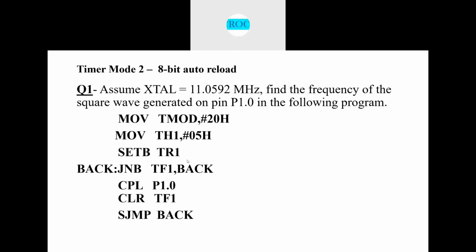So after the reset, the TL register will be initialized with 05h, since TH1 is having 05, so TL1 will also have the 05h value. It will start counting from 05h, right? When the overflow flag is set, it will come to the next instruction, complement P1.0. Like if the bit was 0 before, now the bit will be 1. Next you clear the overflow flag, and again go back here, right?